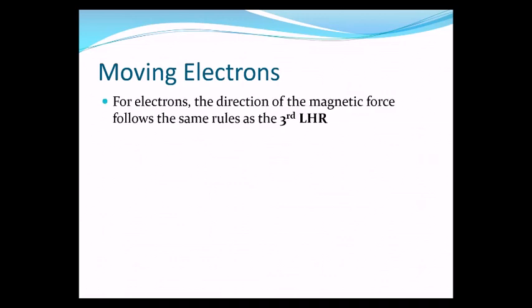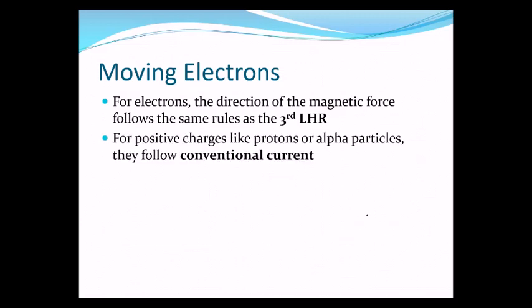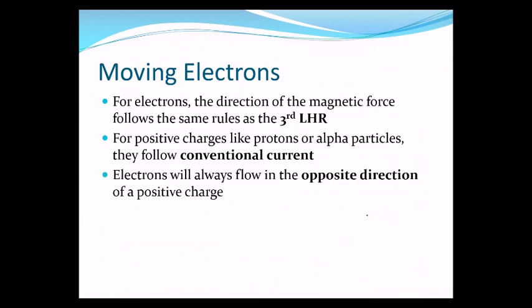So for electrons, the direction of the magnetic force follows the same rules as that third left-hand rule. But now we can throw protons or alpha particles, which are positive, and they follow the conventional current. So an easy trick for doing that is, they're going to be in the opposite direction of a positive charge, as electrons will be. So if it's positive, we're going to use our right hand. If you use your right hand, it works for positive charges.